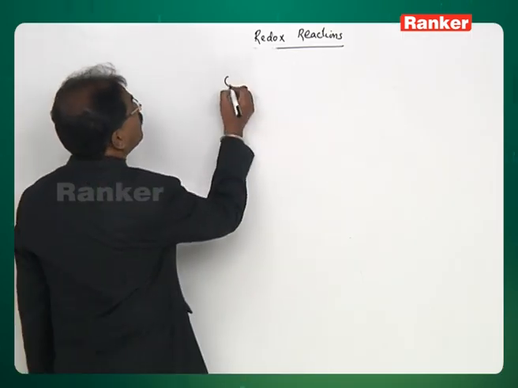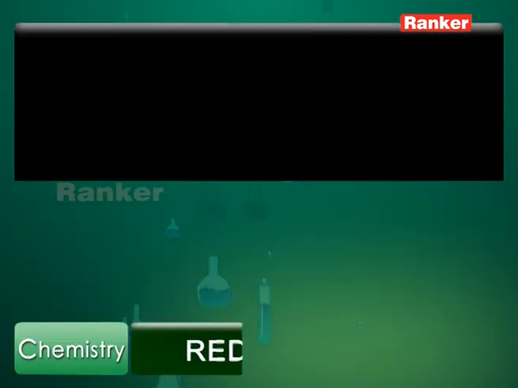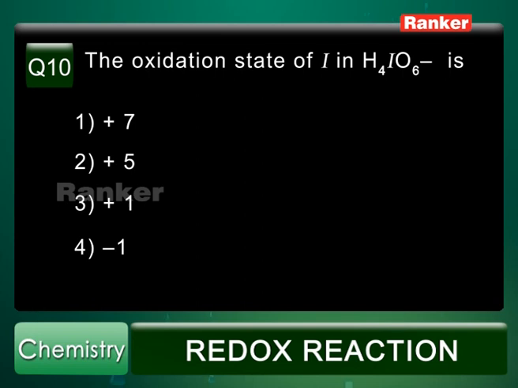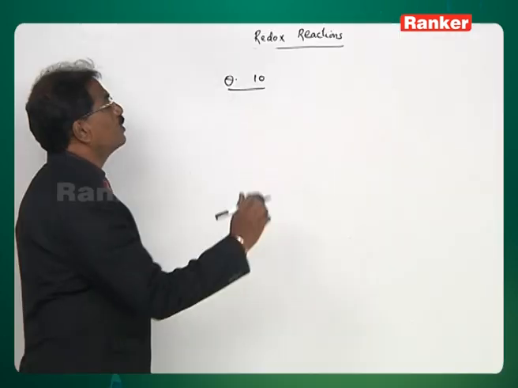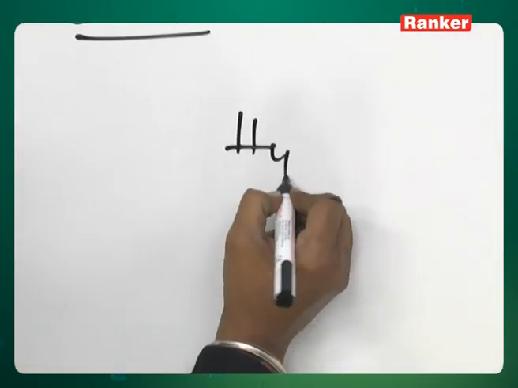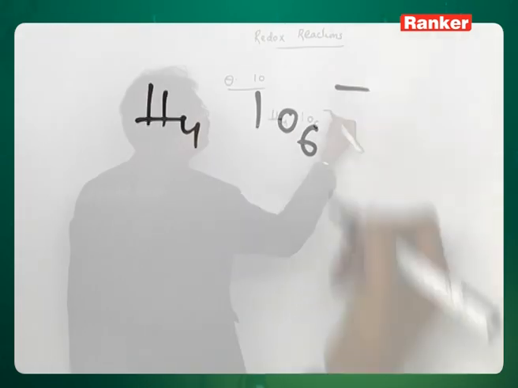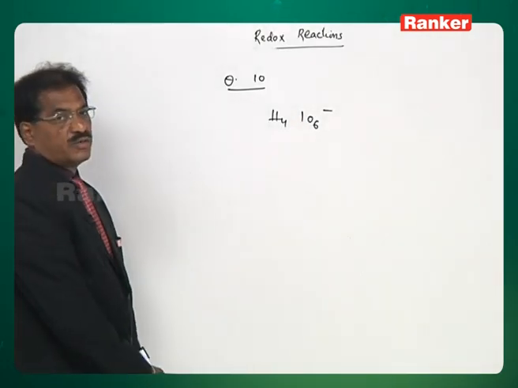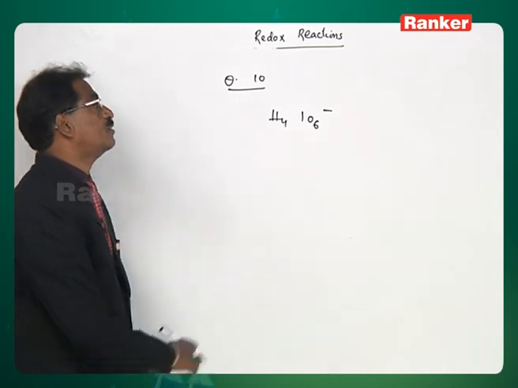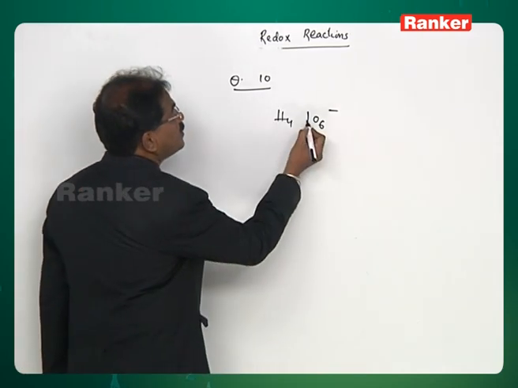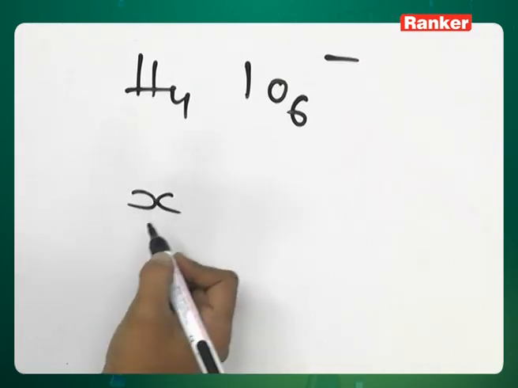Question number 10. The oxidation state of the iodine in the given molecule. The molecule given here is H4IO6-. In this molecule, we want to find out the oxidation state of the iodine. So let us say the oxidation state of the iodine is X.